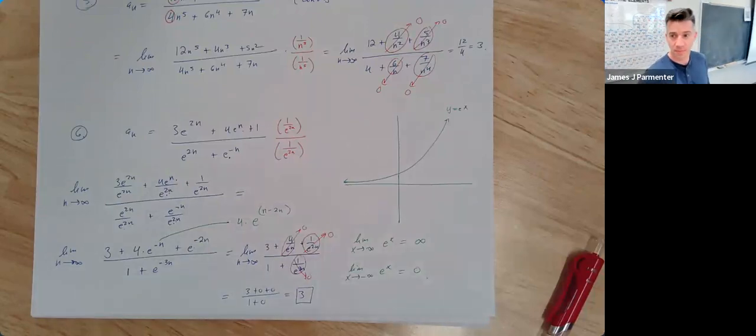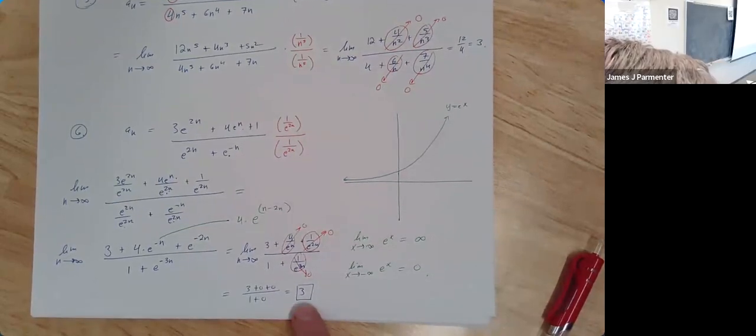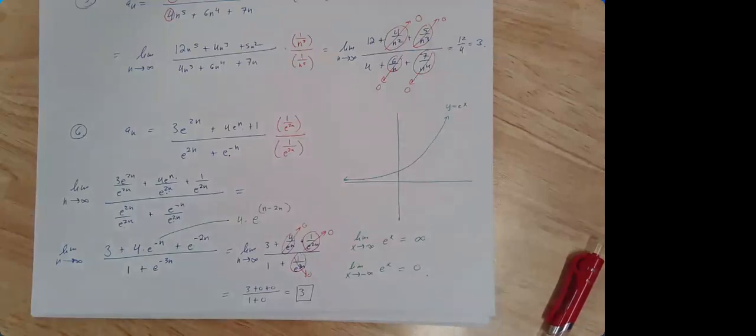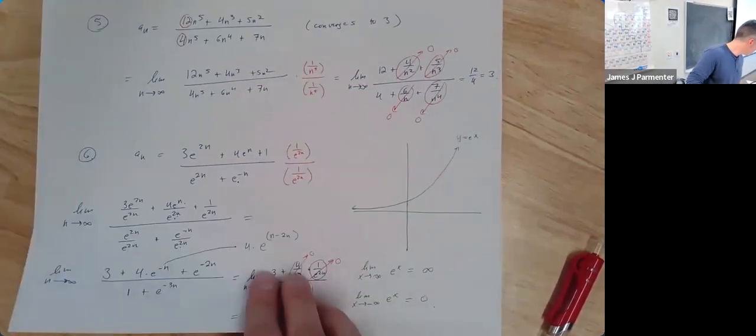What's up, Dana? Is 3 the limit? I'm confused about what the 3 is. This 3 here? Yeah, is that the limit? Yeah, that is the limit. That is what the sequence converges to, which is its limit. Thank you. You're welcome.